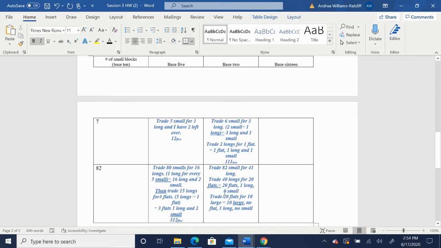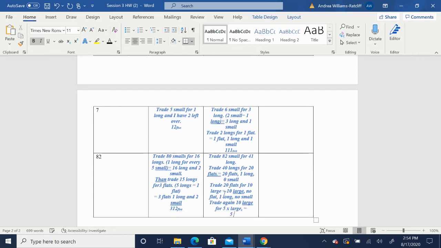Now I know that we haven't technically talked about blocks bigger than this, but what's going to happen? Every time we trade up, it's going to take a set of 2 to trade up until we get down to 1. So we would trade again 10 large for, maybe we can say 5 extra large, if that helps you to visualize. That would give us now 5 extra large, 0 large, 0 flats, 1 long, 0 small.